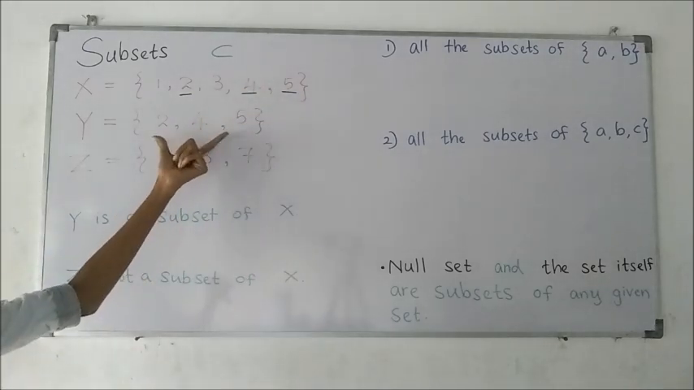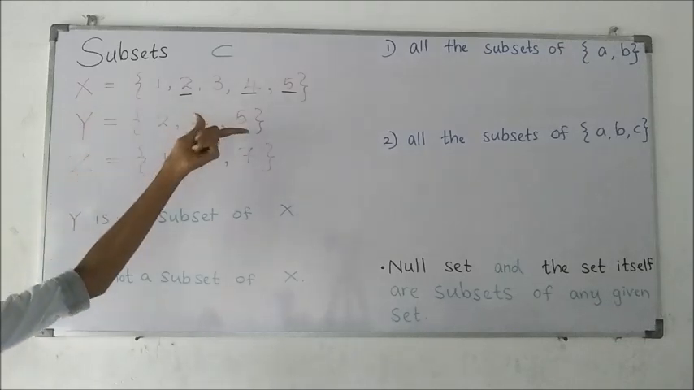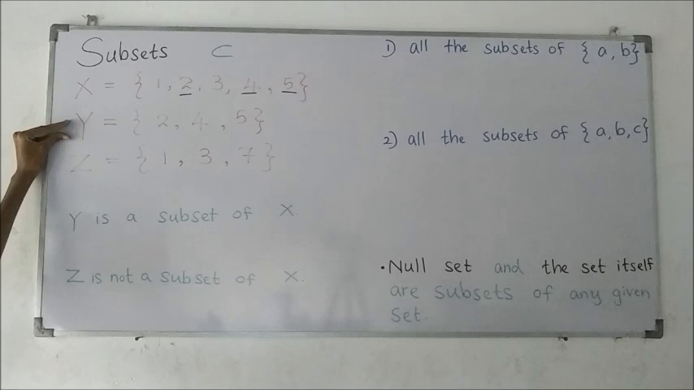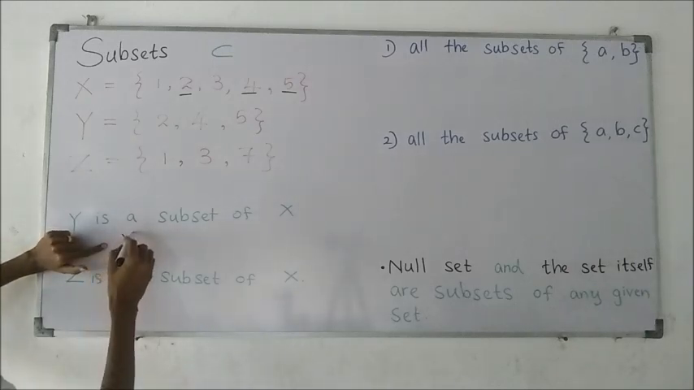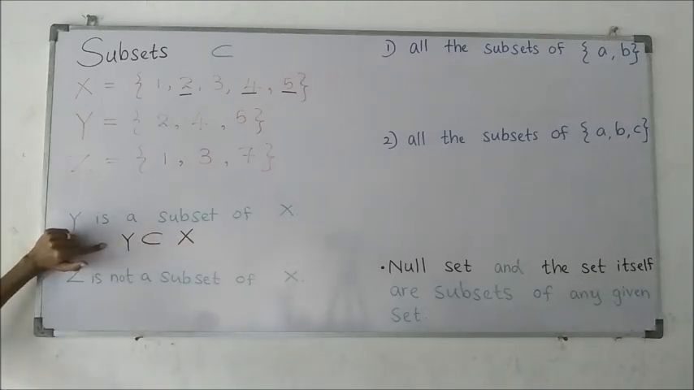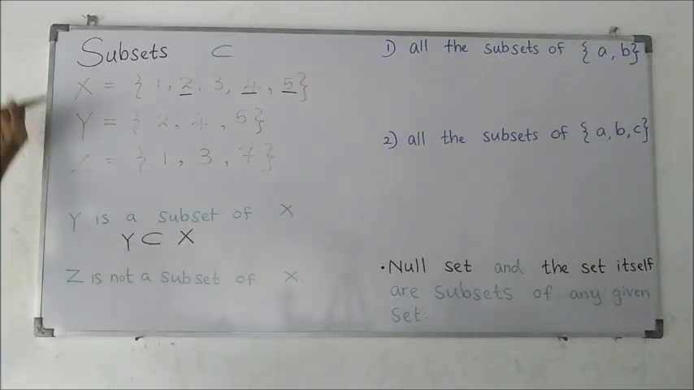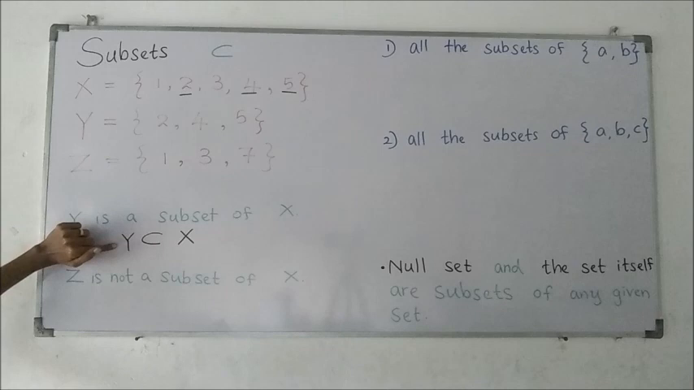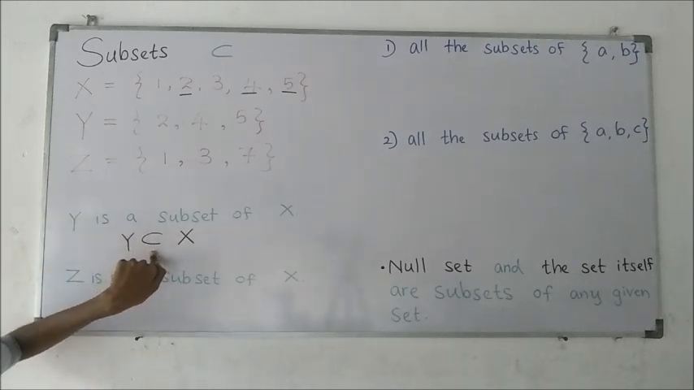So if all the elements in one set can be seen in another set, then this small set is a subset of that main set. So how do we write it with the symbol? Y is a subset of set X. As a sentence also I have written it here, Y is a subset of X. It can also be written by symbol. This is the symbol we use for subsets.